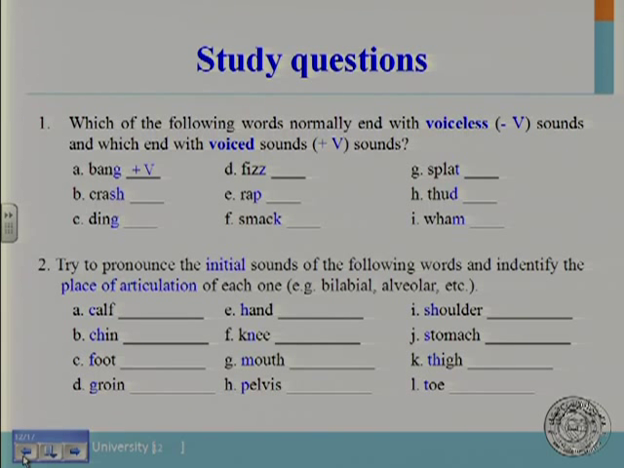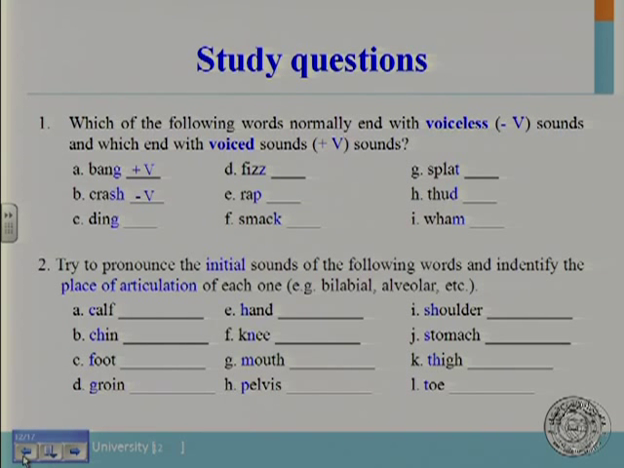Next one, B, crash. I want you to try to practice this sound. Crash, shh. Do you know whether this sound is voiced or voiceless? Yes, exactly. Crash, shh, is voiceless. It has no vibration.